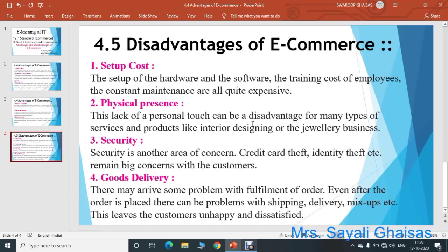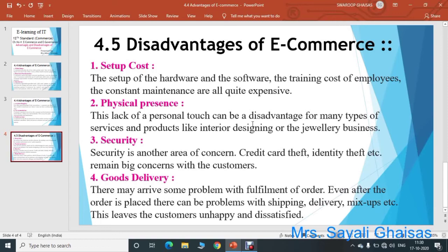Second one is physical presence. This lack of a personal touch can be a disadvantage for many types of services and products like interior designing or jewelry businesses. See, in purchasing some products, we need to have a personal touch. We want to feel that particular product. Suppose we are going to buy jewelry, then we actually need to touch that product or to see the product and then to buy it, but this lack of personal touch is a disadvantage in case of e-commerce. You cannot feel the product. Okay, so that is a disadvantage, that is physical presence.